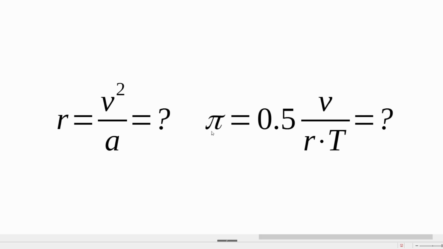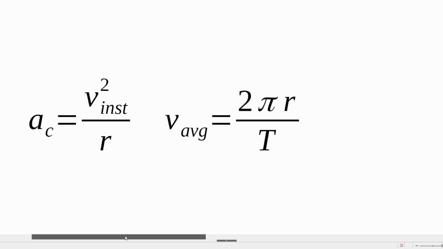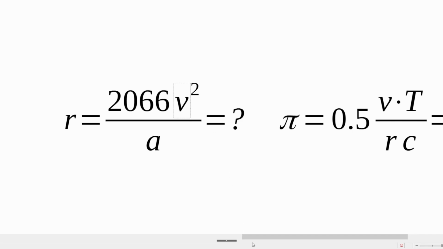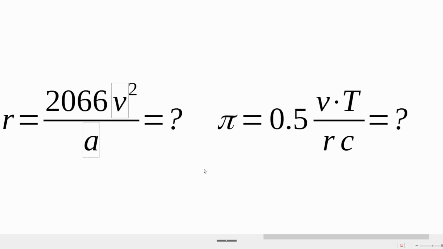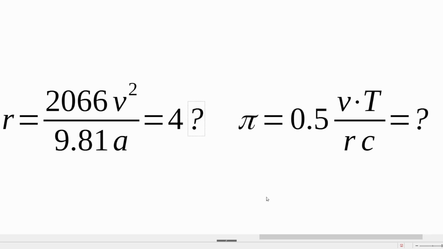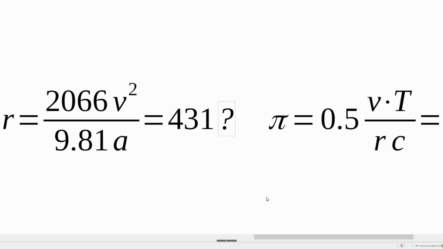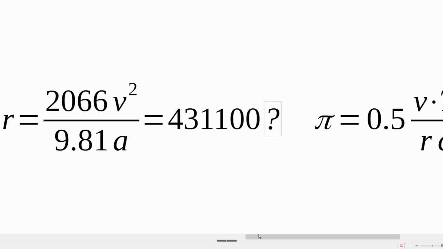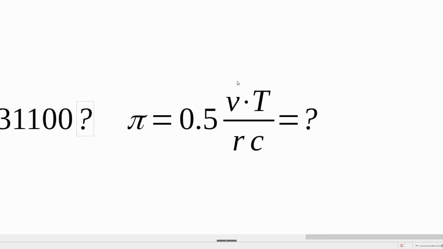So let's plug in our numbers. We have a speed of 2066 meters per second. We have an acceleration of g, which is just 9.81 meters per second squared. And we have a radius of 431,100 meters. So let's plug this in to find pi.